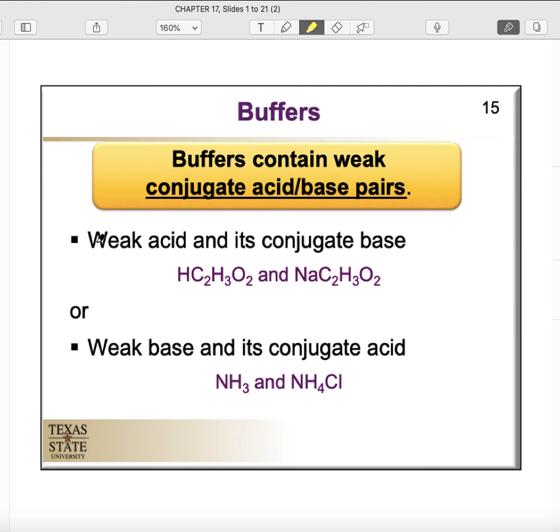So we're going to select either a weak acid and its conjugate base, or we're going to select a weak base and its conjugate acid. For example, here we have, this is acetic acid.